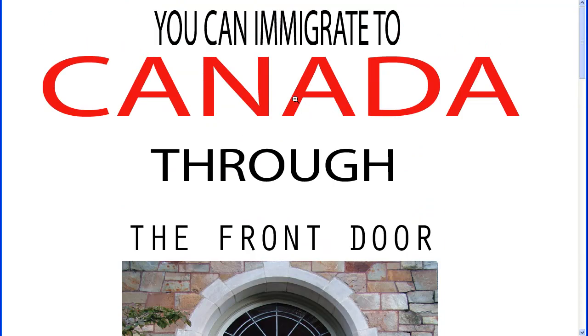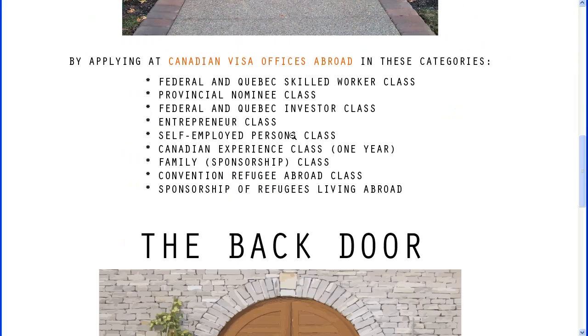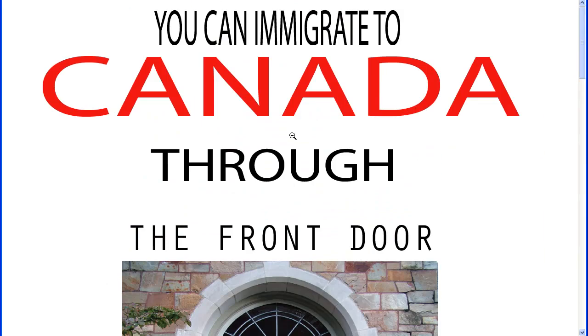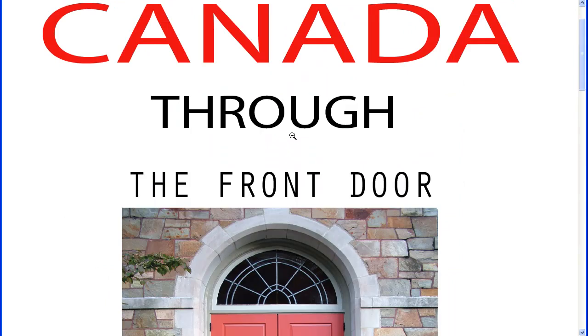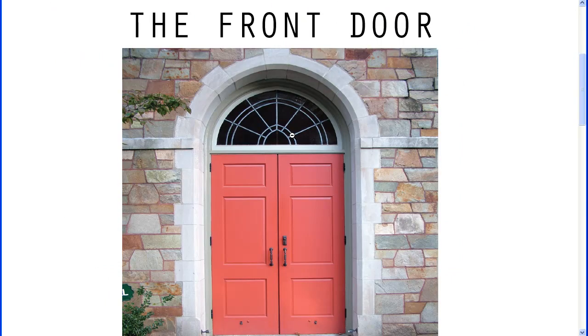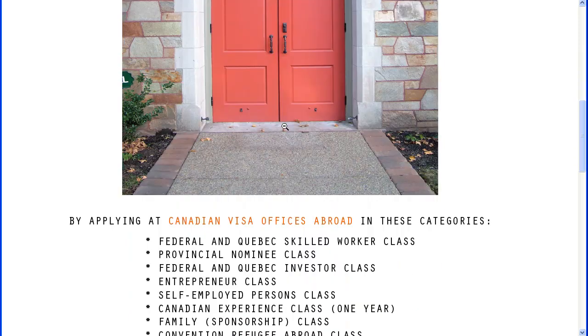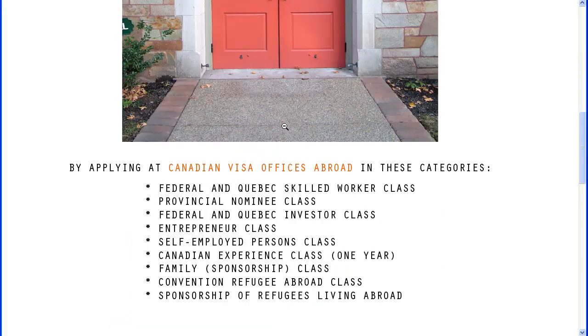So I put here that you can come to Canada through the front door or through the back door. So let's see what are the ways to come to Canada, to live in Canada, if you come through the front door. Of course, I'm speaking figuratively here. If you are coming through the front door, you have to apply in your own country at the Canadian Visa Office. Sometimes it's not your own country, but maybe a neighboring country, but in any case it's not in Canada. You have to apply at the Canadian Visa Office abroad.